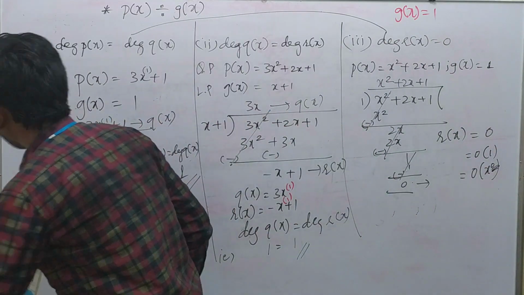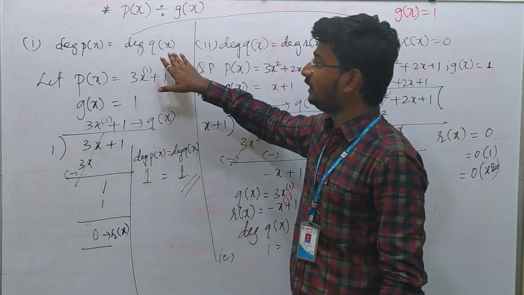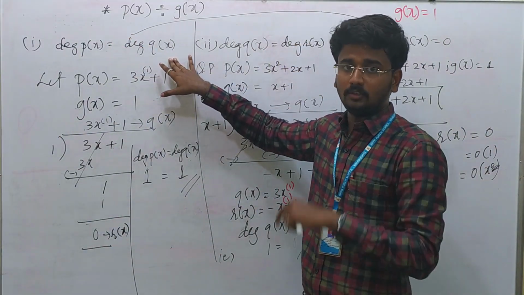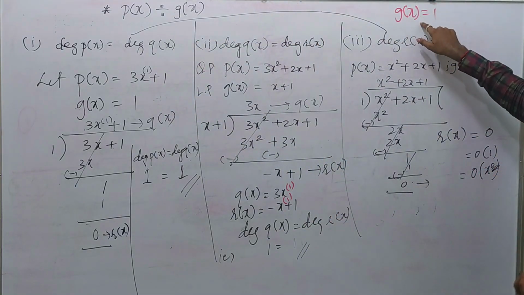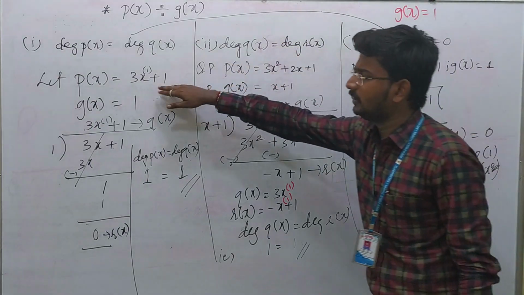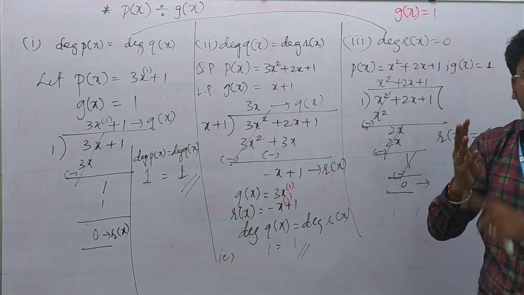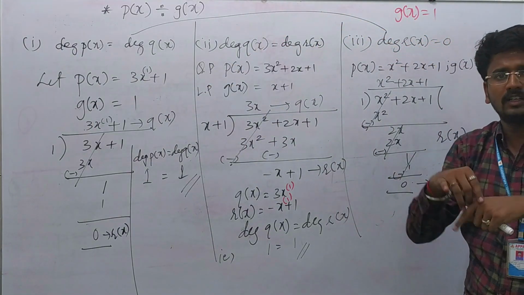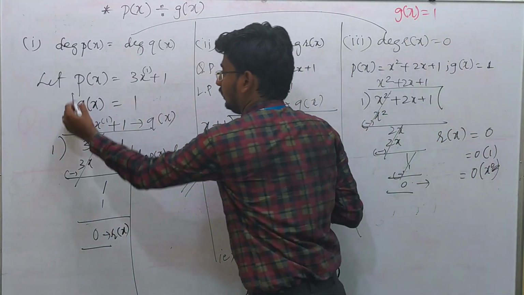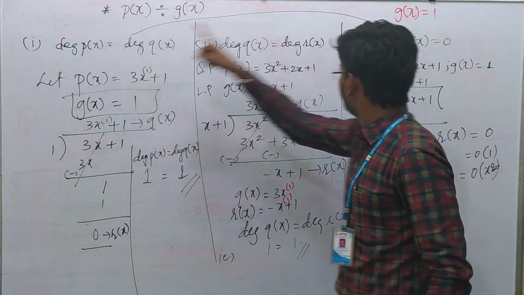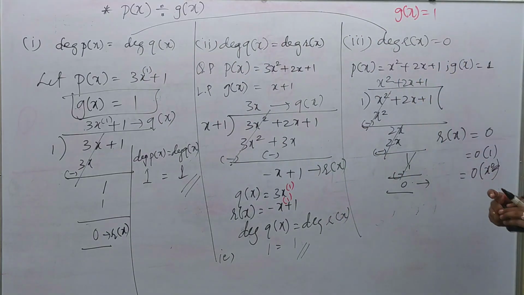Finally, remember, whenever they say the degree of p of x and q of x should be equal and the remainder degree should be 0, then always take g of x as 1. You take the p of x value as anything. Either you take linear, quadratic, cubic, biquadratic, quintic, whatever. But g of x should always be equal to 1. So the first and third conditions you will get easily.